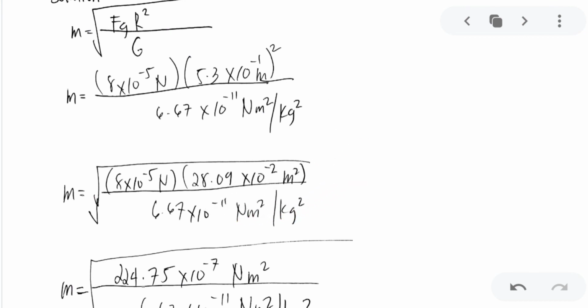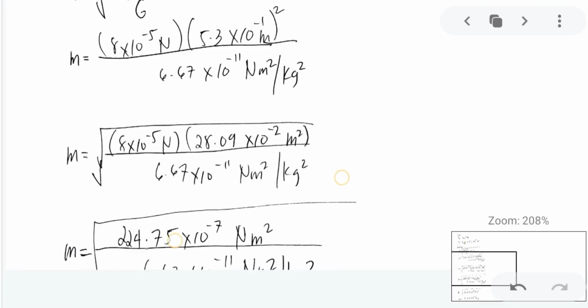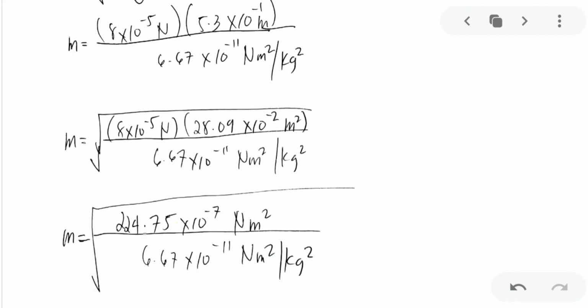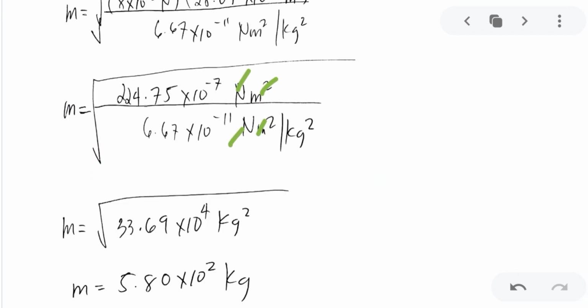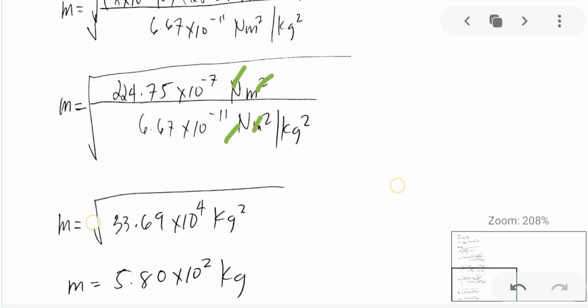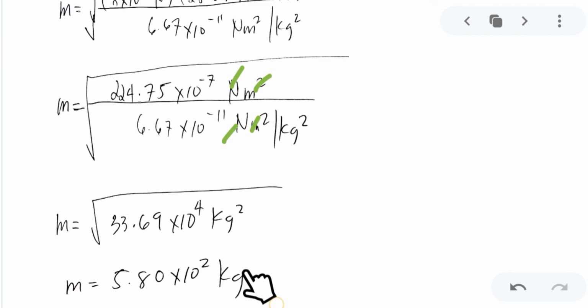meters squared. Then cancel the units here. You multiply this one, 8 times 10 raised to negative 5, and here you will have 224.75 times 10 raised to negative 7 Newton meter squared over the gravitational constant. Cancel the units, the Newton and the meter squared, and you will be left with kilogram squared. Then divide that, and you will have 33.69 times 10 raised to 4 kilograms squared. Get the square root, and you will have 5.80 times 10 raised to 2 kilograms. So this is the mass.